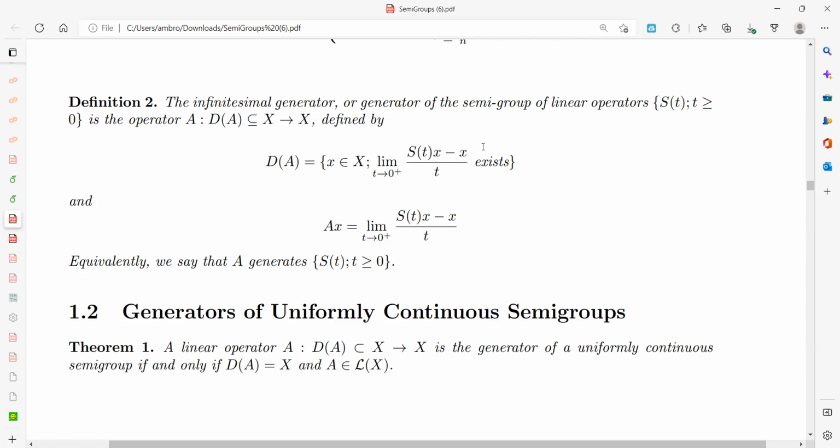In this definition, you don't talk about uniform continuity. So next, we consider the case of generators of uniformly continuous semigroups. And we have the theorem: a linear operator A is the generator of a uniformly continuous semigroup if and only if, in fact, D of A is X and A belongs to the set of bounded linear operators on X.